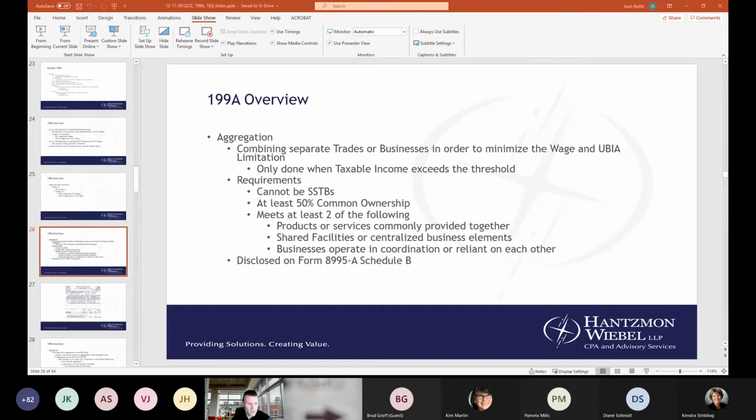There are a couple of requirements for this aggregation election. One is that the properties being combined cannot be SSTBs. So those are your service trades or businesses like accountants, lawyers, doctors, etc. There has to be at least 50% common ownership between the businesses being combined, and they have to meet at least two of the following criteria. The products or services commonly are provided together, they share facilities or centralized business elements, or the businesses operate in coordination or reliant on each other. And this is disclosed on Form 8995-A, Schedule B, which we'll look at shortly.